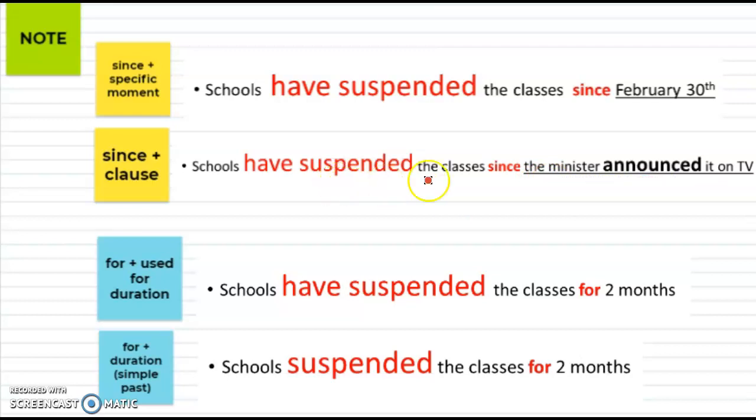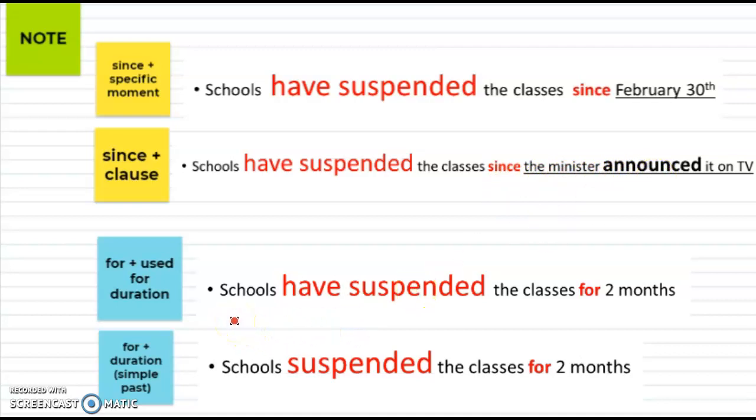So the schools have suspended the classes since the minister announced it. And the verb in this clause, the since clause, should be in the simple past, announced. But the main verb will be in the present perfect. So main verb, present perfect, since clause verb is the simple past.